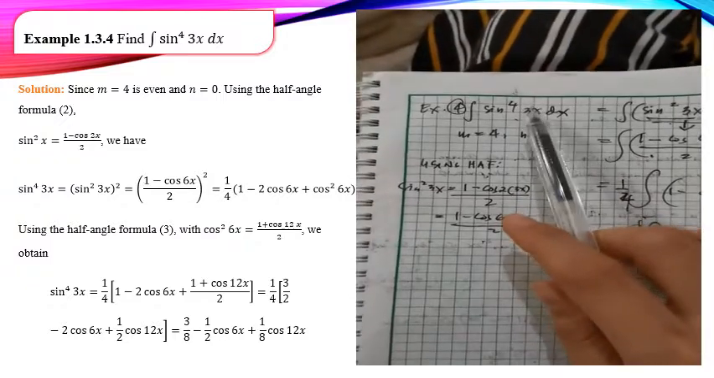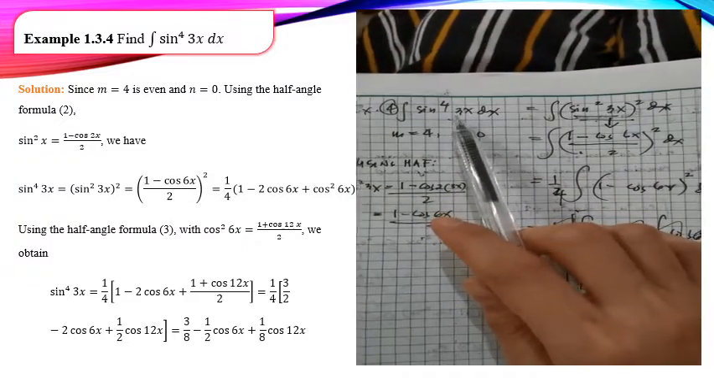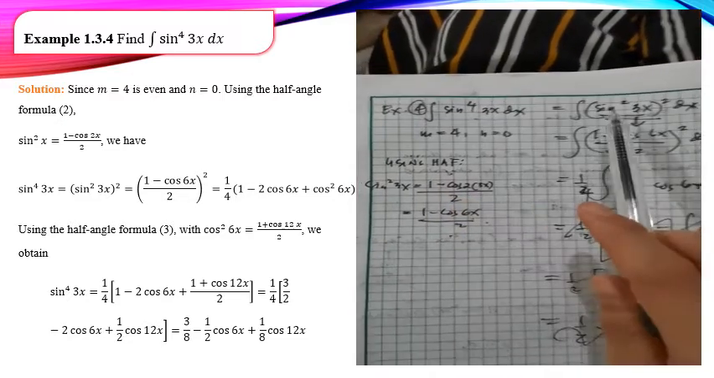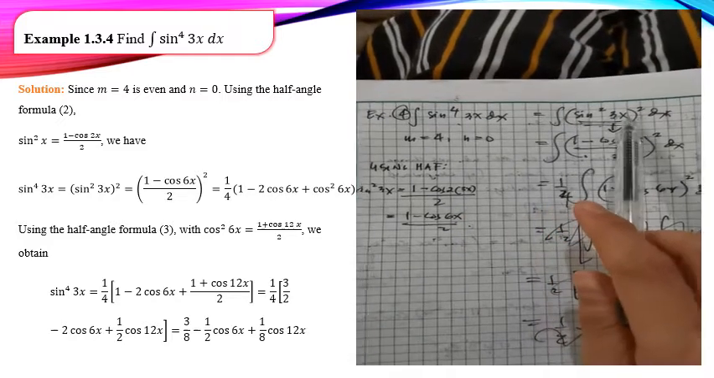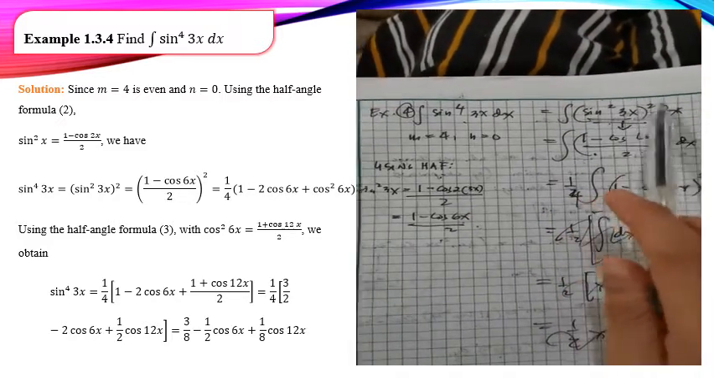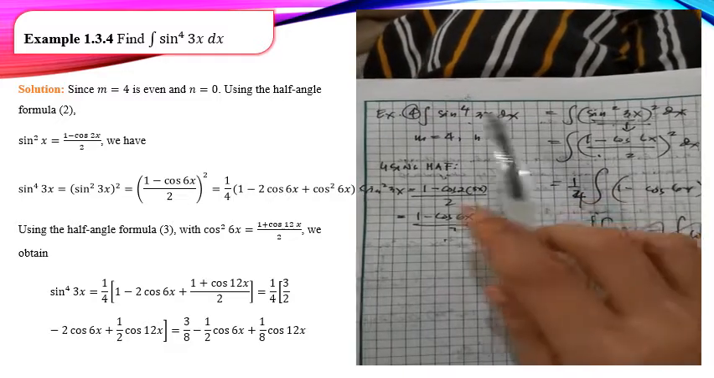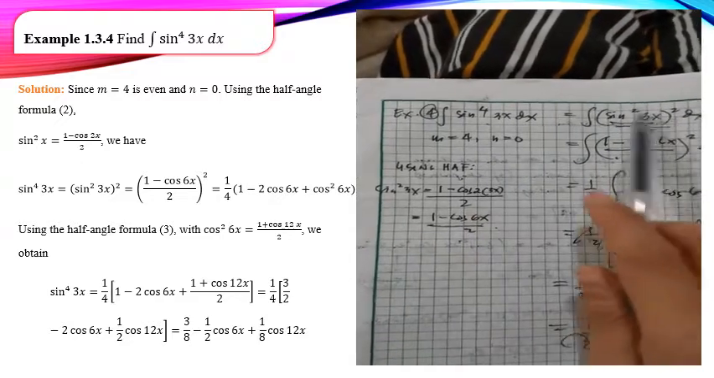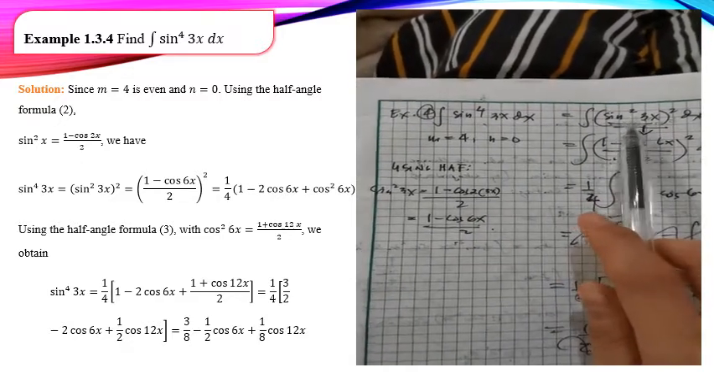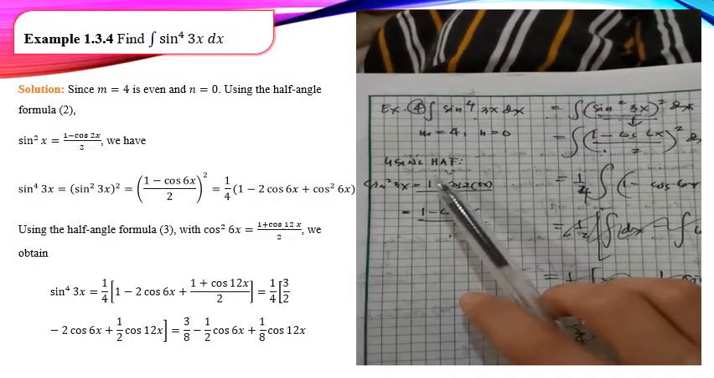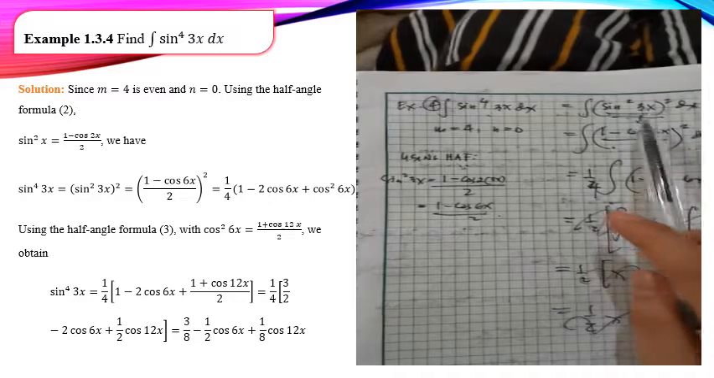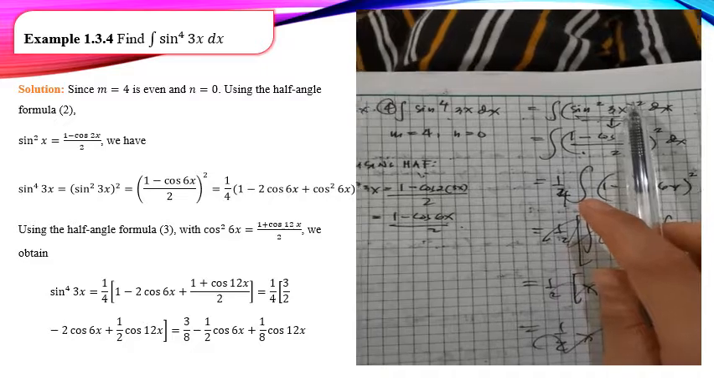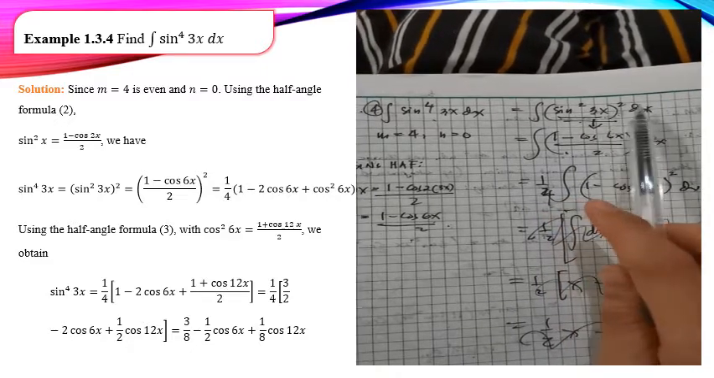So, before natin dito ma-apply si half angle formula, etong given natin na sin 3x raised to 4 dx, exponent si 4 ha, is express muna natin siya as sin 3x squared quantity squared. Kasi eto, the same lang sila dito. So, 2 times 2 that is equal to 4. So, kaya natin to in-express in this form para magamit natin dito yung half angle formula ng sine. Okay. So, sine 3x squared quantity squared dx na.